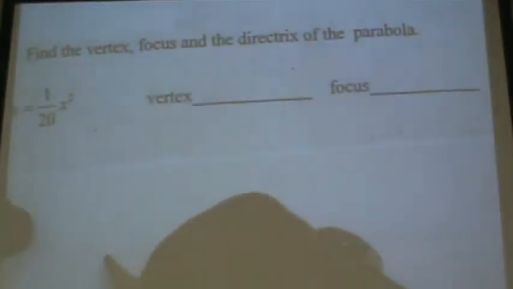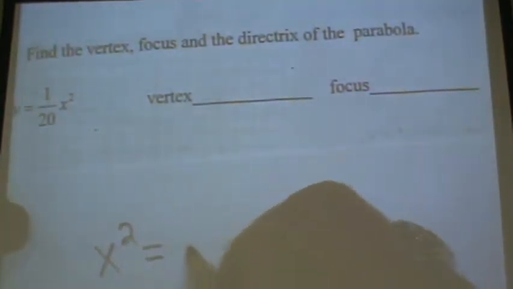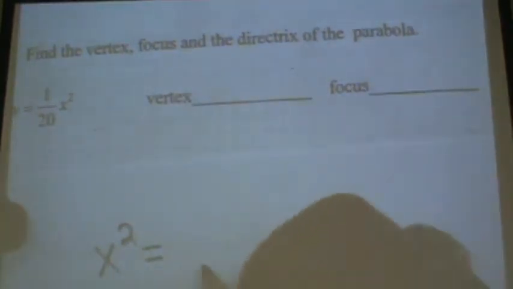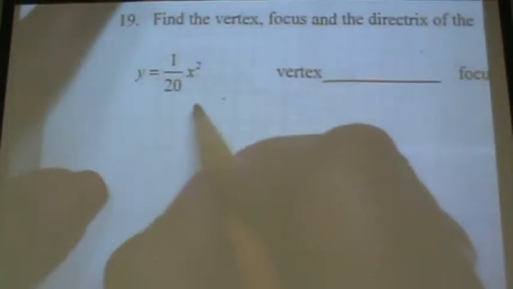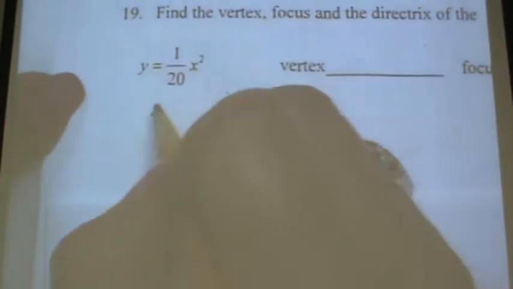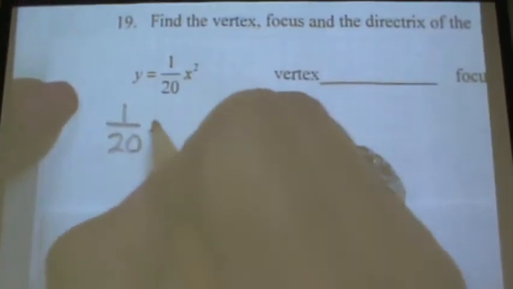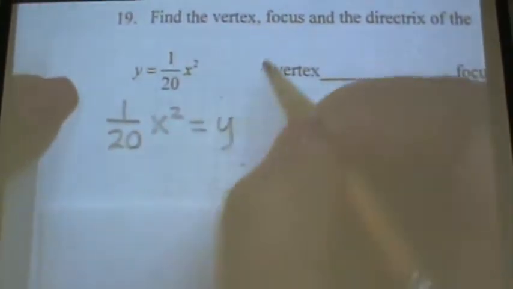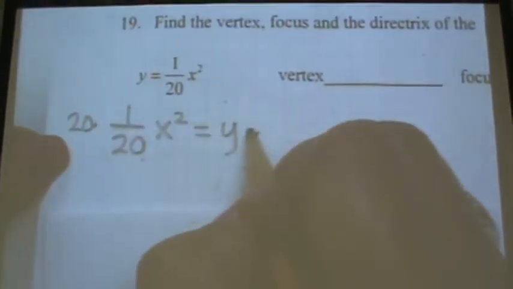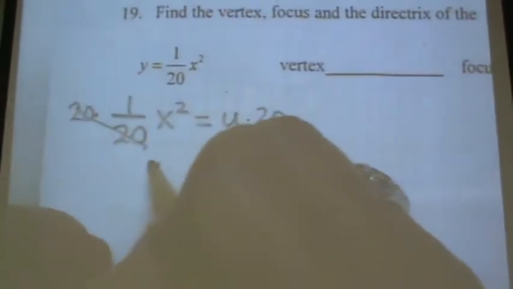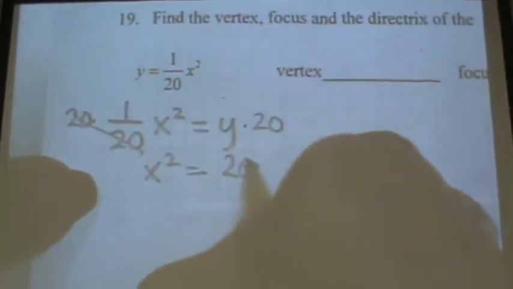Parabolas. This is what I want you to do. Get it like this. Get the quantity squared on the left side. So I'm going to rewrite this. I'm going to write this as 1/20th x squared equals y. And I don't want 1/20th here, so I'm going to multiply this by 20 and this side by 20. So you get x squared equals 20y.